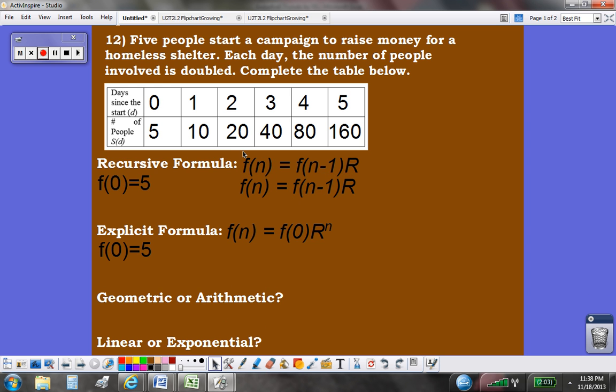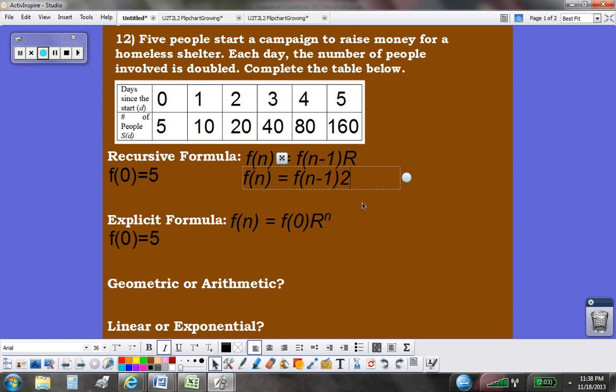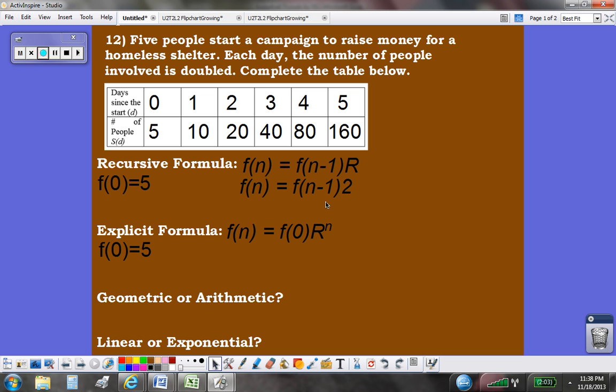The only thing I can really figure out here is the r. Remember, the r is the ratio, and if you're going from 5, 10, 20, 40, the ratio is times 2. So what I'm going to do is just replace that. Okay? So f of n equals f of n minus 1 times 2. Okay? And that will be my recursive formula.